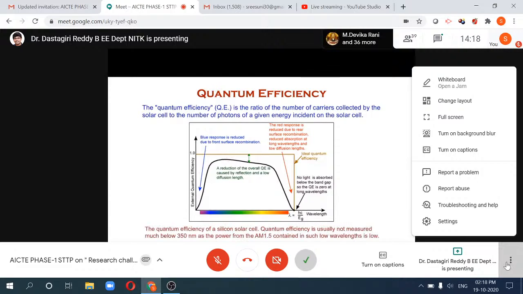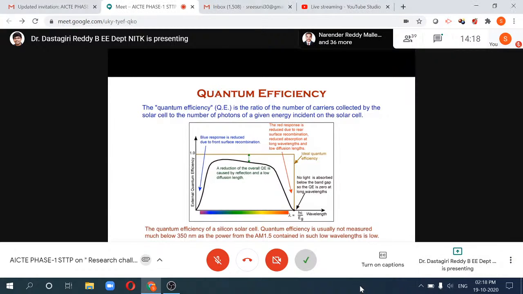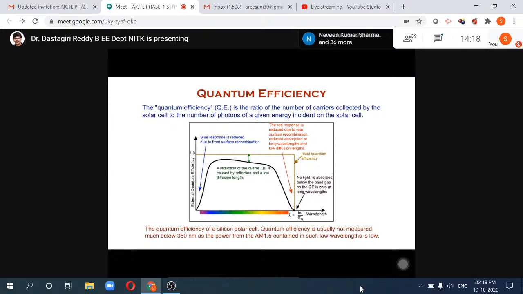So the quantum efficiency of a silicon solar cell. Quantum efficiency is usually not measured much below 350 nanometers, because below 350 nanometers the electron volt power will be very less. The photon energy will be very less, which you cannot utilize.